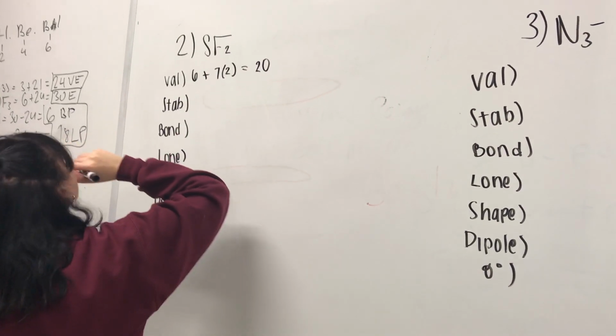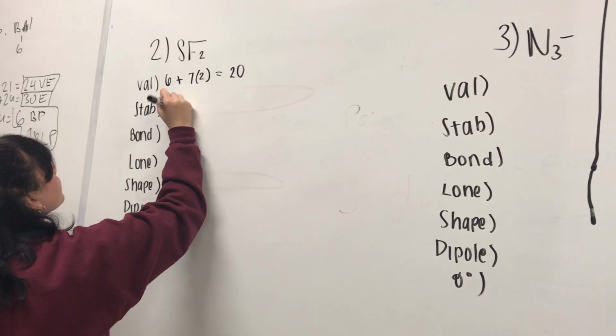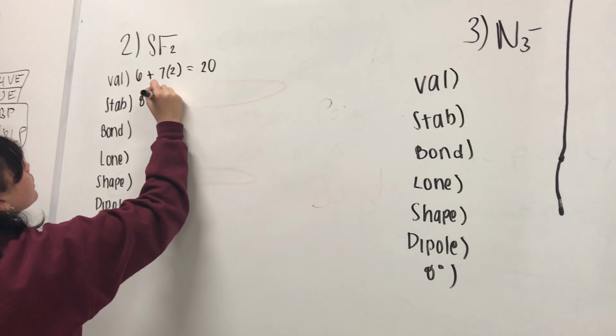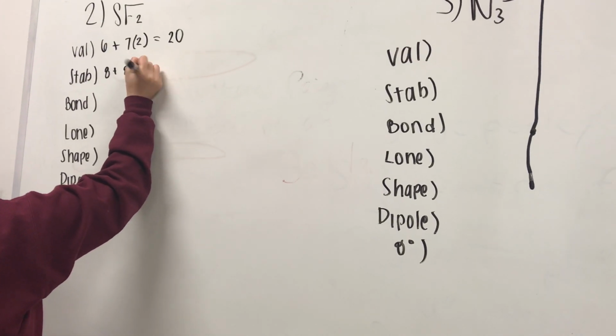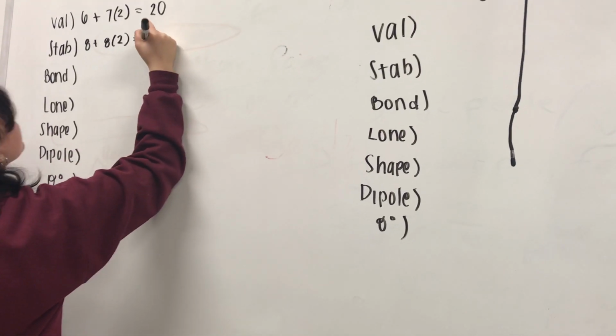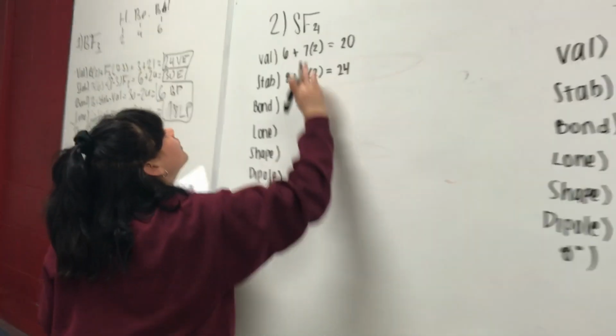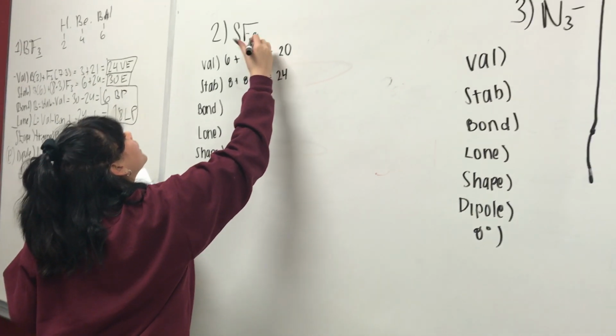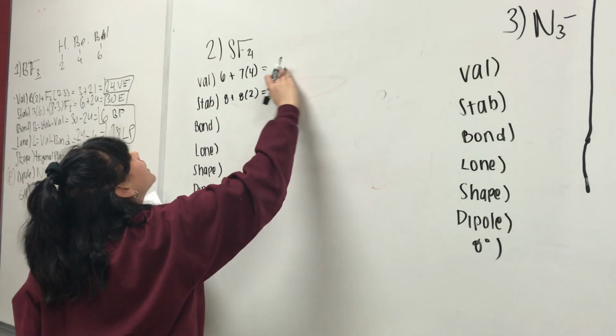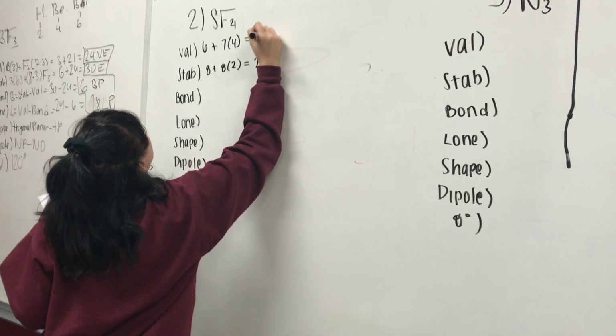It's not any of those, so 8 plus 16, 24. Wait, I made a typo. Sorry. That's a 4. It's a 4? It's a 4. That's 28 then. 28 plus 6 is 34.